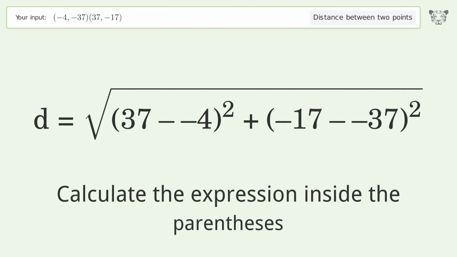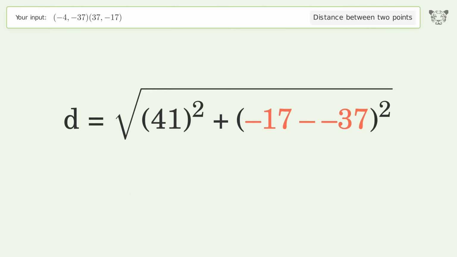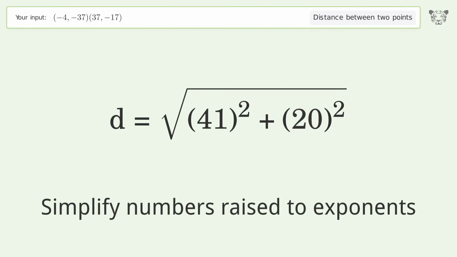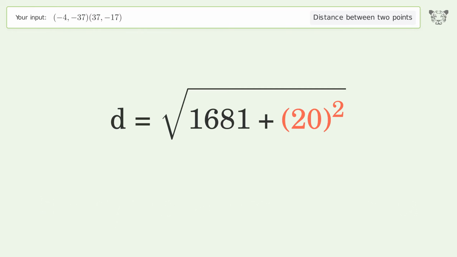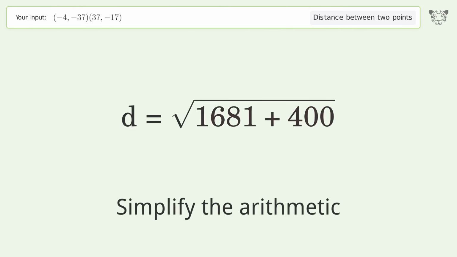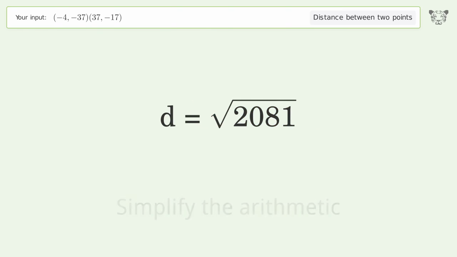Calculate the expression inside the parentheses. Simplify numbers raised to exponents. Simplify the arithmetic. And so the distance between the 2 points is the square root of 2081, or 45.618.